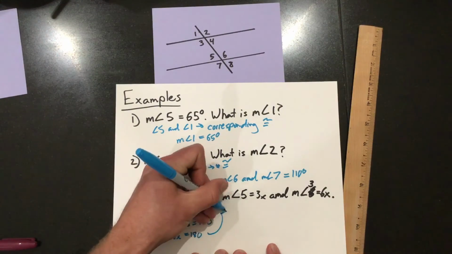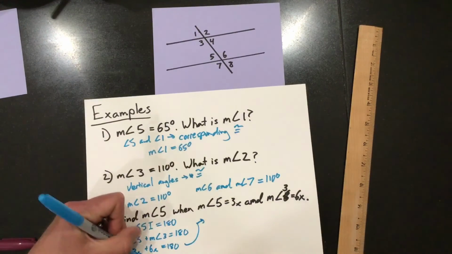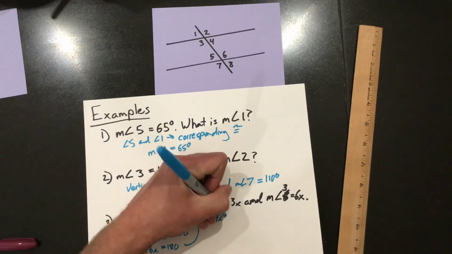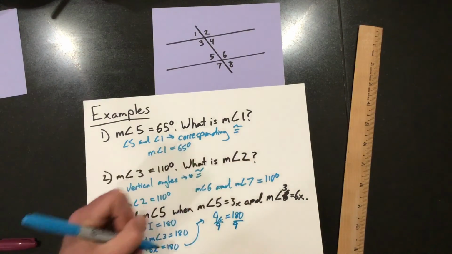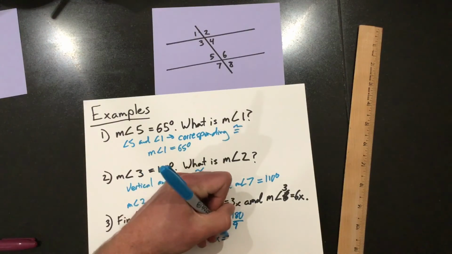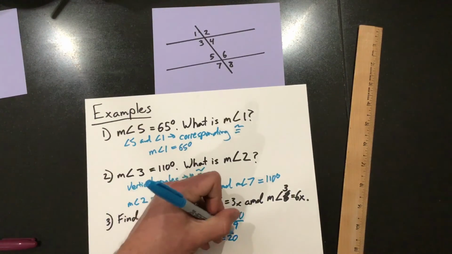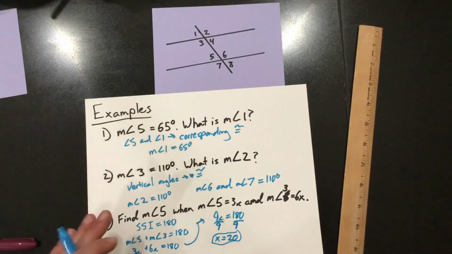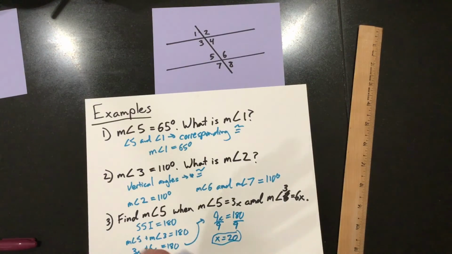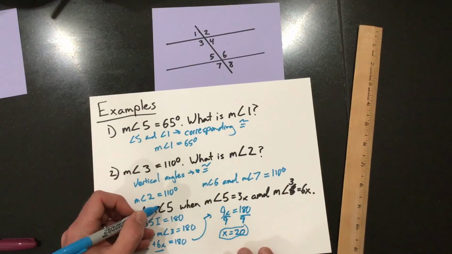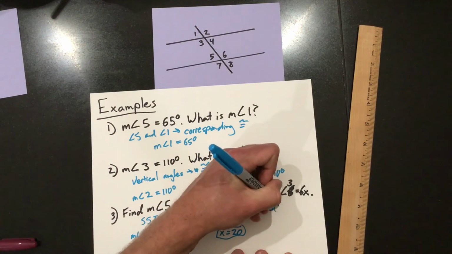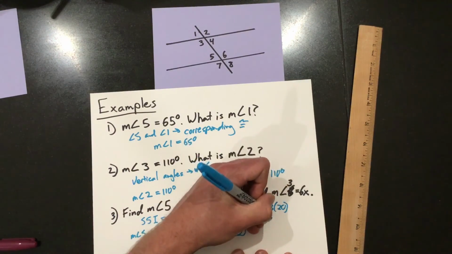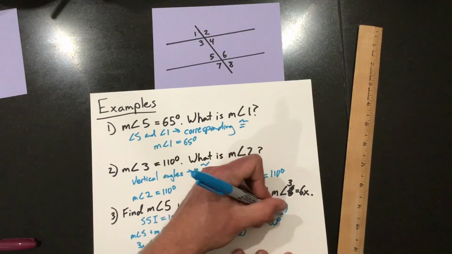I'm going to continue my work over here. 3x plus 6x is 9x equals 180. Divide by 9, divide by 9, x will equal 20. Now that's part of the answer, but it's not asking what's the value of x, it's asking find the measure of angle 5. Well, the measure of angle 5 was 3x, so we'll go 3 times 20, and that is equal to 60 degrees.